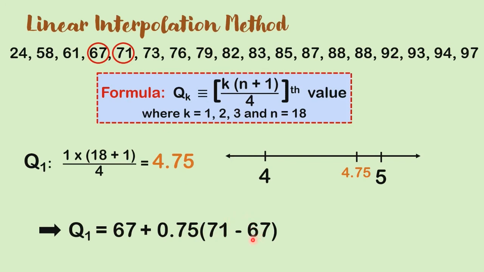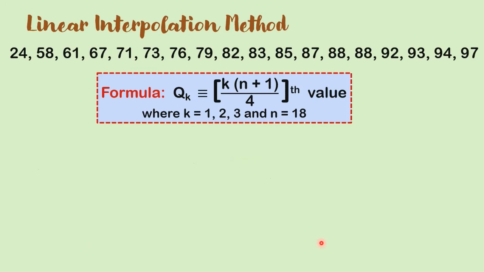Alright? If you do the math, okay, what is 71 minus 67? It's 4. Okay? Times 0.75. Okay, that's 3/4. What is 3/4 of 4? You will get 3. Plus 67, you will get 70. And that is our Q sub 1.